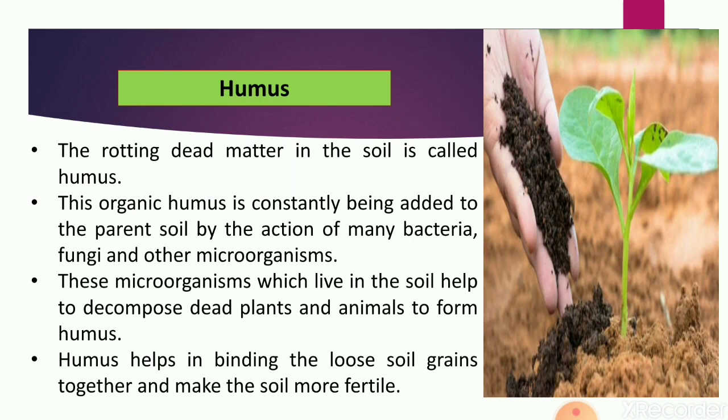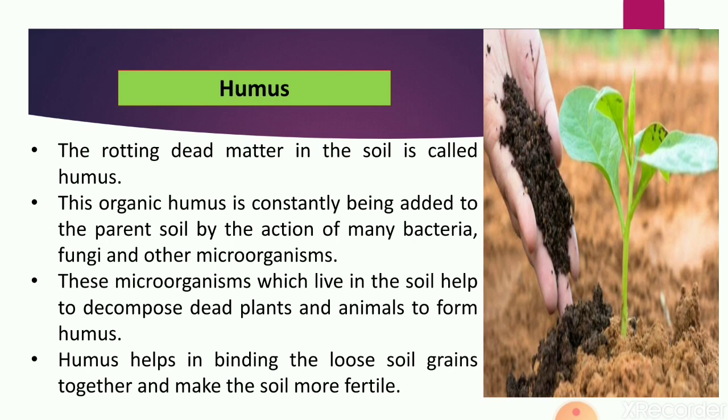So humus is naturally obtained soil, we can say, which can be easily produced by the process of composting. Composting we have studied in 6th class. So humus is the dark organic matter formed by the decomposition of dead and decaying organic matter, any dead bodies of animals or dried leaves or dried plants also. We can say the rotting dead matter in the soil is called humus, and humus is constantly being added to the parent soil by the action of microorganisms.